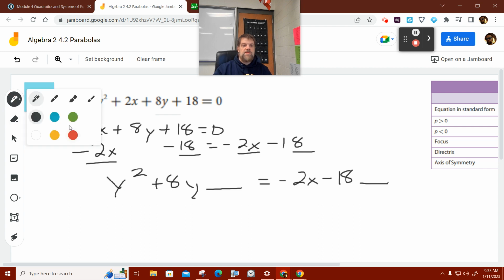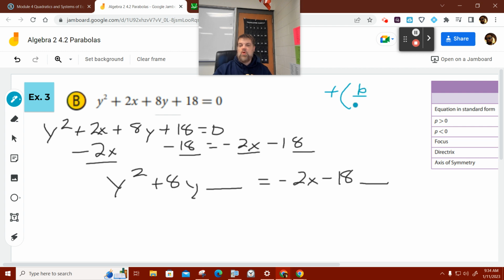So to complete the square, can somebody tell me how you complete the square? What do we look at? Yeah, so to complete the square, we're going to add the b term over 2 squared. The b term in this equation is going to be 8. So that becomes 8 over 2 squared, which is really 8 divided by 2, which is 4 squared. What's 4 squared? Plus 16.